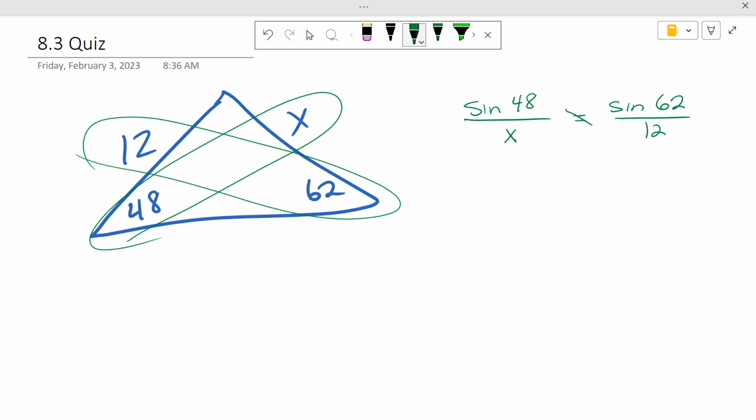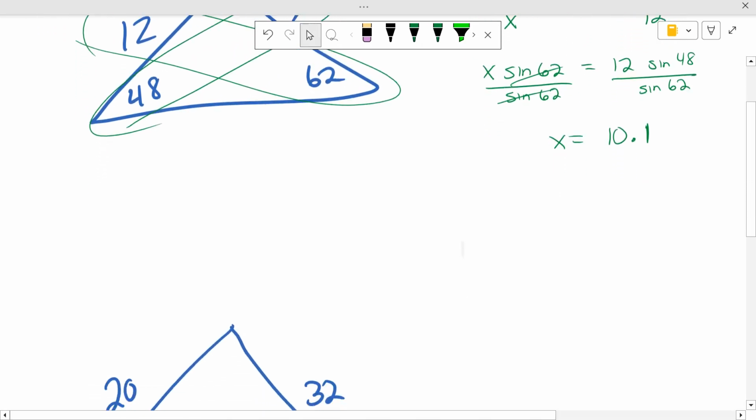To solve this, cross multiply. x sine of 62 equals 12 sine of 48, and divide by sine of 62. What do we get, 10 point what? Basically 10.1. So 12 times sine of 48. Make sure you press equals and then divide by the sine of 62. Press equals. You're good. Now, that's the basic one.